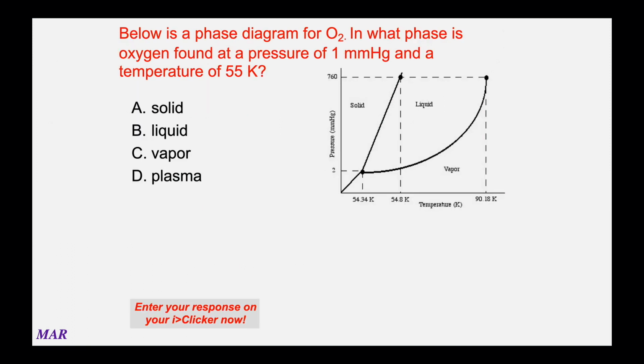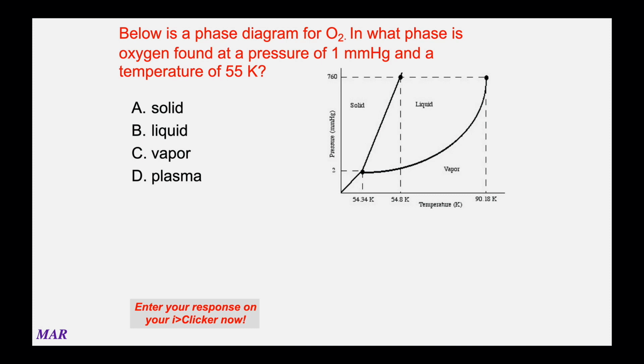Here's a phase diagram for oxygen again, and the question is, what phase is oxygen found at a pressure of 1 millimeter of mercury and a temperature of 55 Kelvin? So see if you can use this graph to figure this out. I recommend pausing the video. You can work on it, think about it, and when you're ready to talk about the answer, unpause it, and we'll do so. Pause the video now.